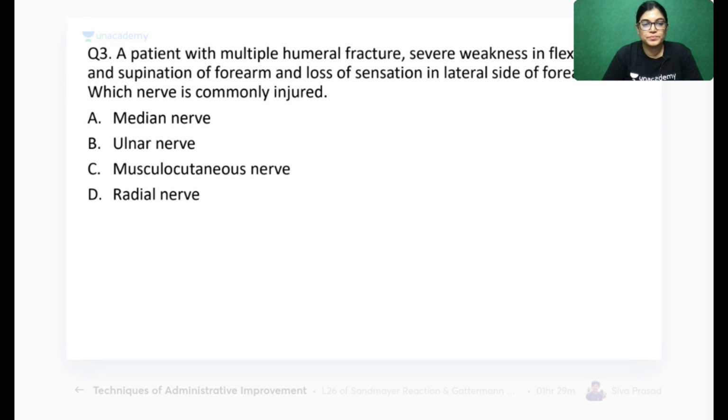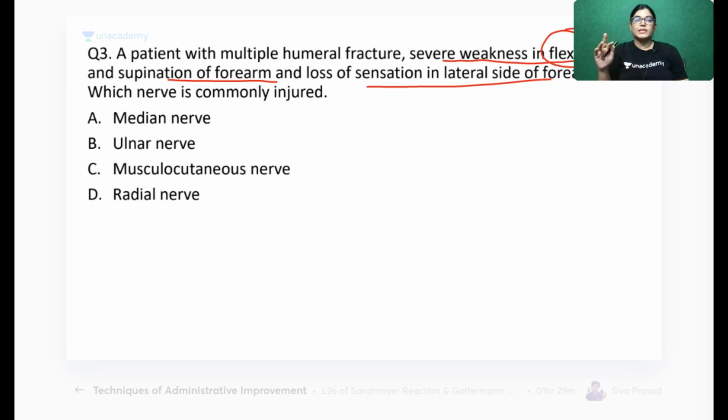Question number 3. So I will tell you the key point or the crux point mentioned here: there is severe weakness in the flexion and also supination of forearm and loss of sensation on lateral side of forearm. So what would be the correct one? There is loss of sensation in the lateral side of forearm.